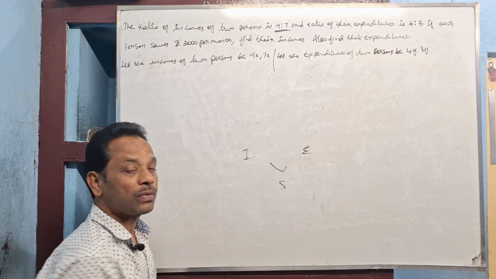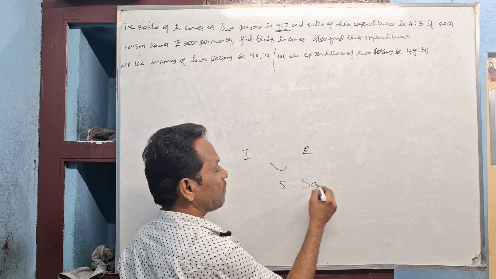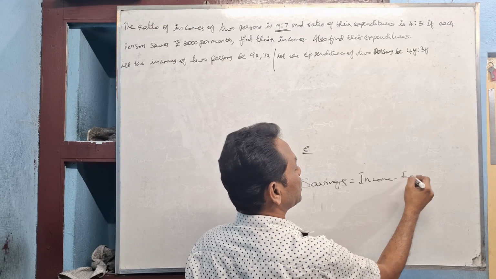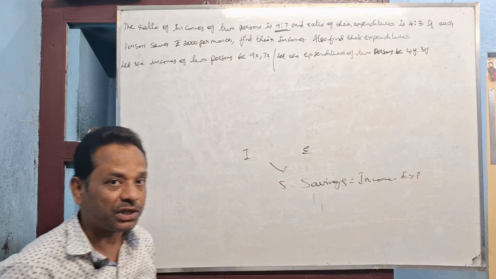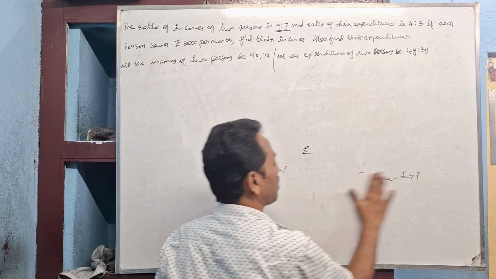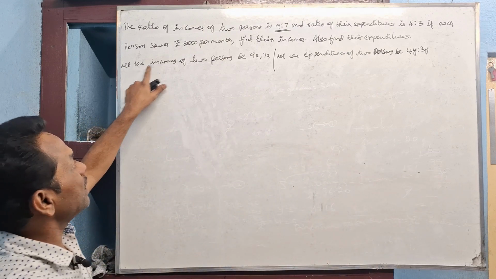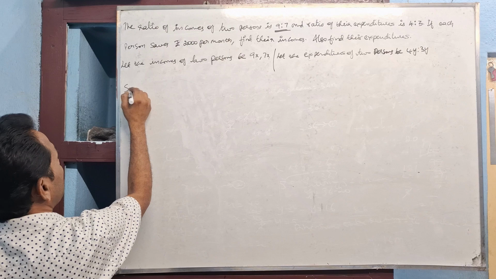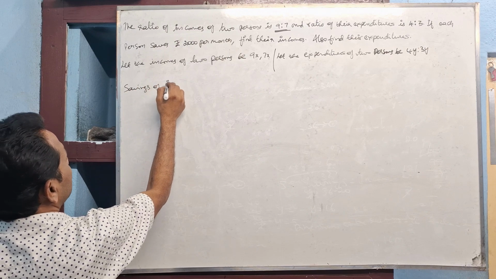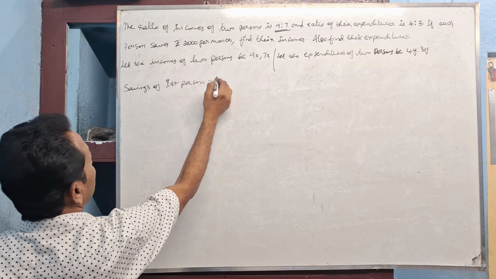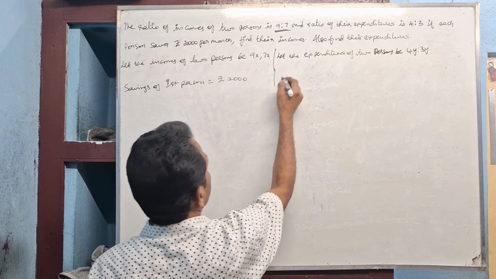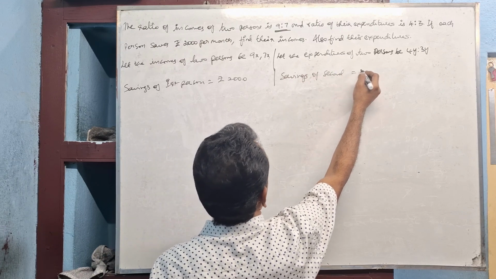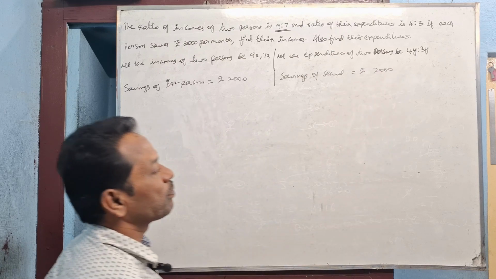Now to find savings, bacho, the formula says savings equal to income minus expenditure. Just remember this formula. Here it is given that each person saves 2000 per month. So savings of the first person equal rupees 2000, and savings of the second person also rupees 2000. Listen carefully.